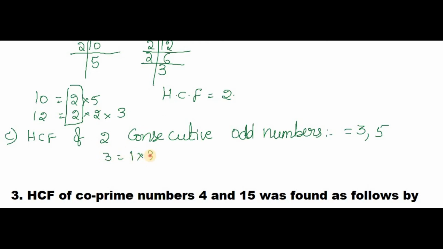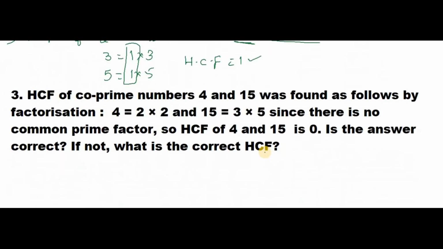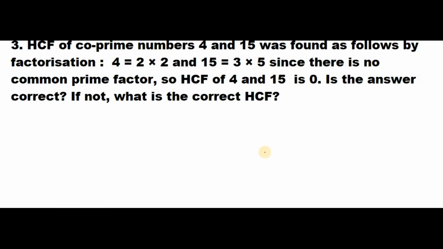The factors of 3: 1 3s are 3, and in the same way 5 is 1 5s are 5. So here my HCF is 1. Means the HCF of two consecutive odd numbers is 1. HCF of two consecutive numbers is also 1. HCF of two consecutive even numbers is always 2. I hope you understood the class. And now we'll move on to the next question.